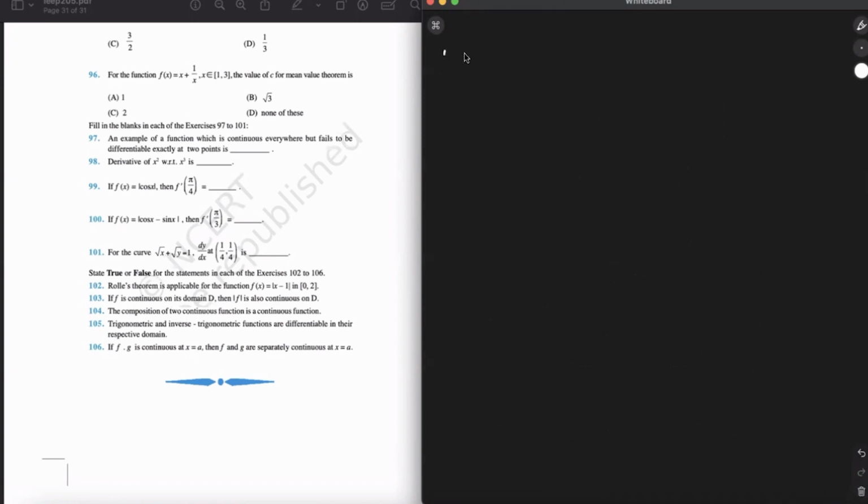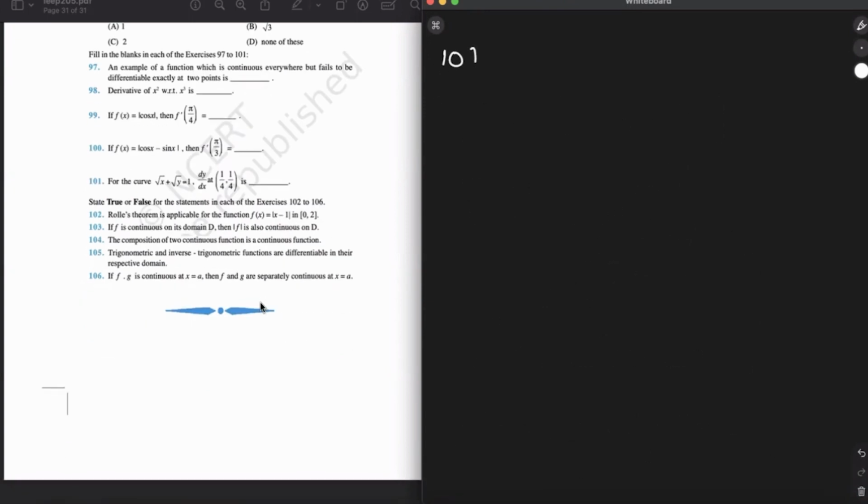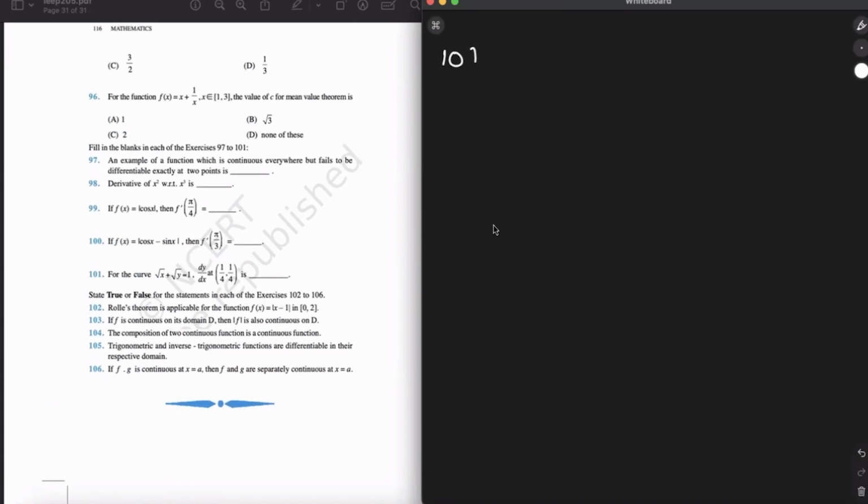Now 101. Okay, so there are 106 questions only. So 101. The curve that has been given to us is under root x plus under root y equals 1. And what do we have to do? We have to find dy by dx at 1 by 4 comma 1 by 4.